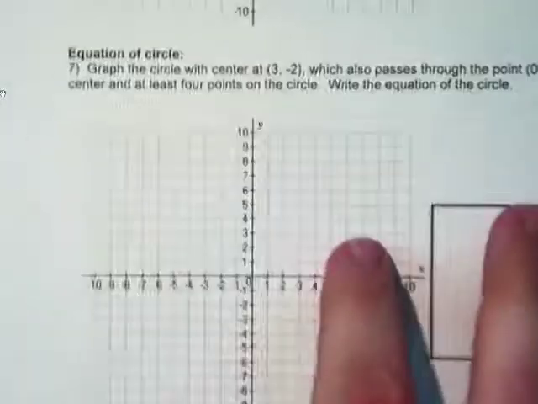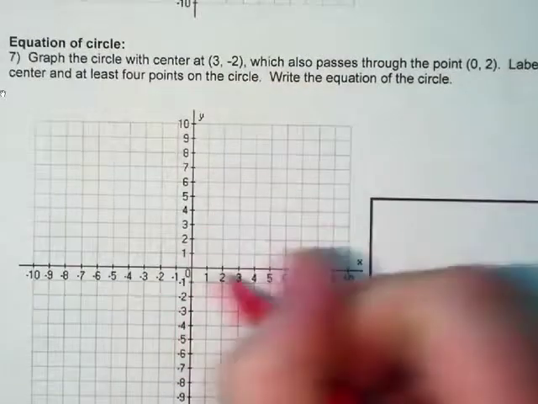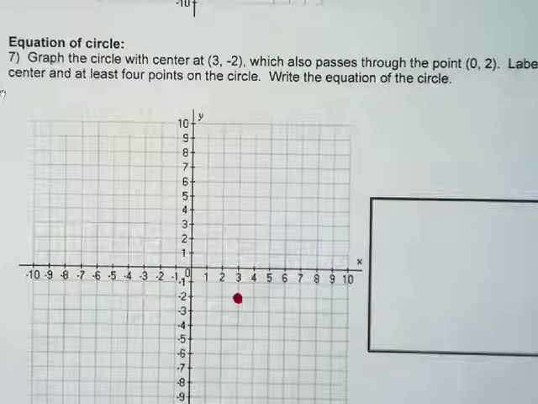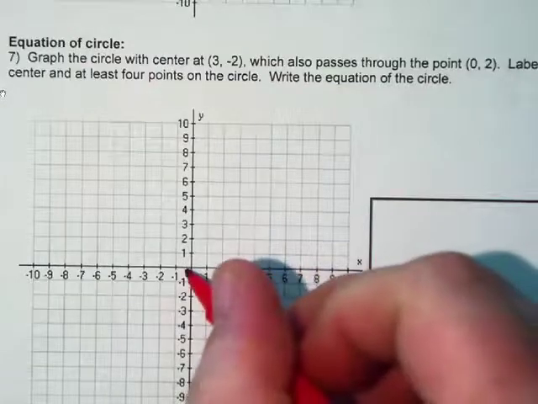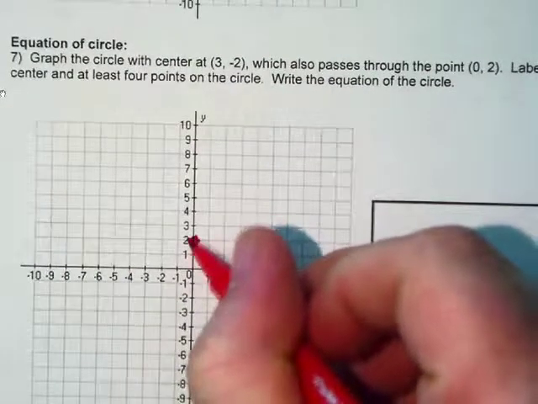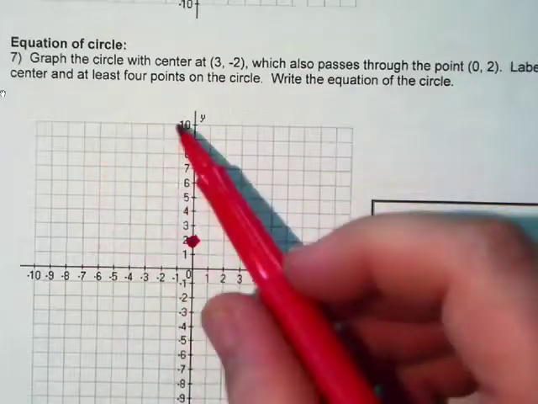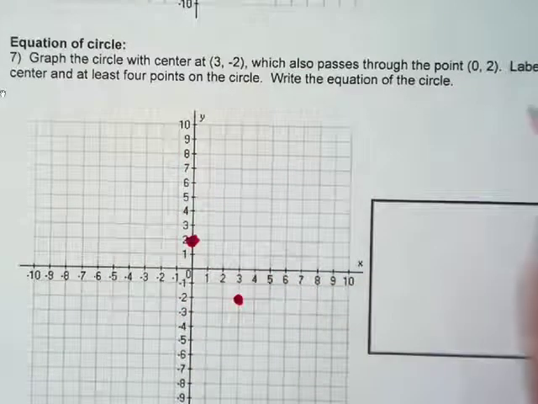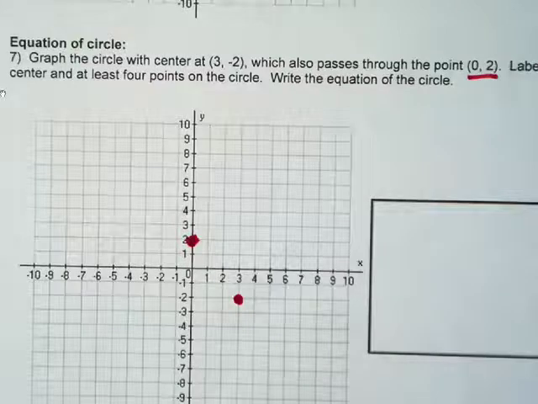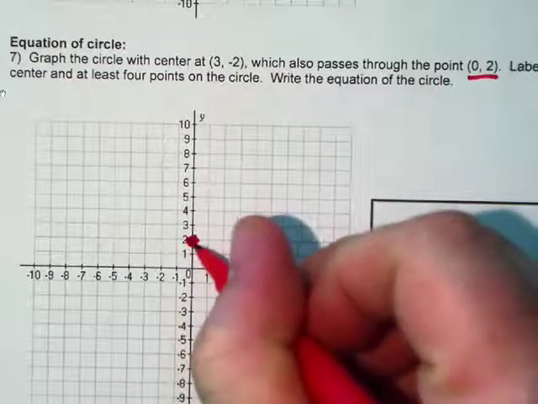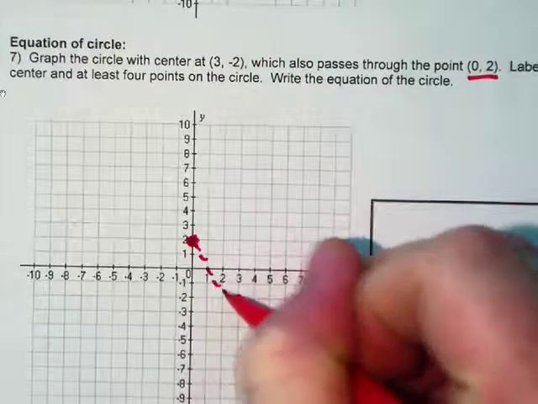Okay, now let's look at this one. Number 7. Graph the circle with the center of 3, negative 2, which also passes through the point 0, 2. And label the center and at least 4 points on the circle, and write the equation of the circle. Well, we have one of the 4 points right there. Okay, so we only actually need to find 3, but we need to find the equation. Well, this is the radius right here, because that's the circle and that other point is on it.